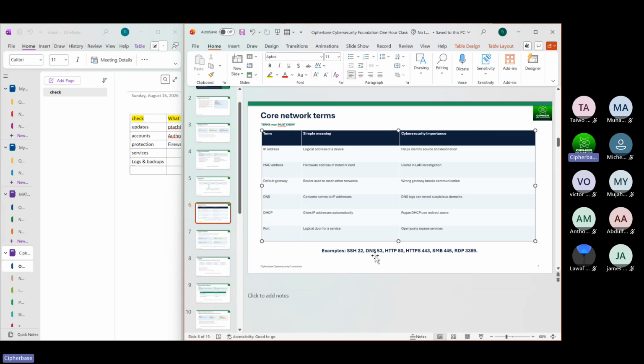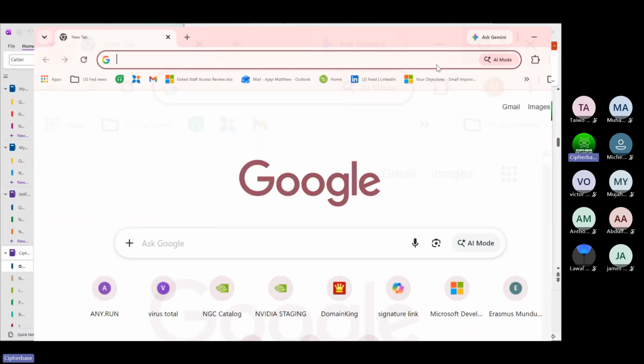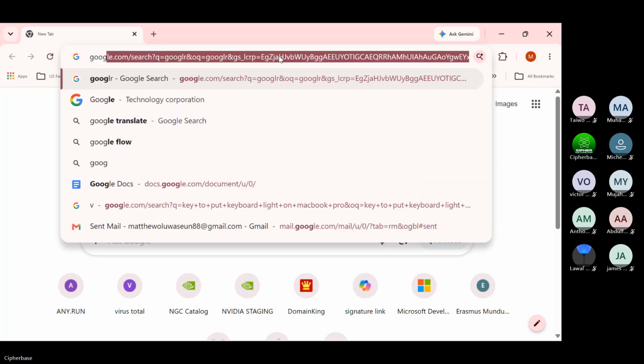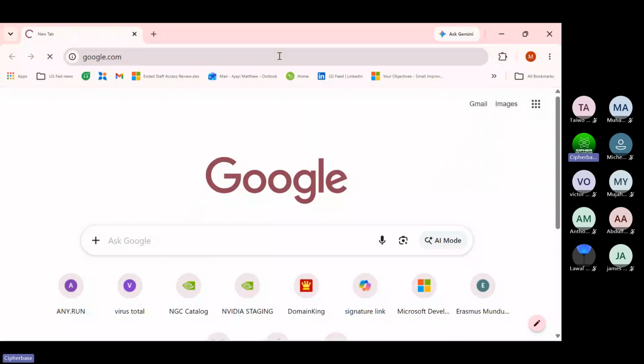Then we talk about DNS 53. That's the port that DNS uses. So we have HTTP 80. We have HTTPS 443. All these are the ports that these services use. For example, now, if I open my Chrome here, then I enter google.com.